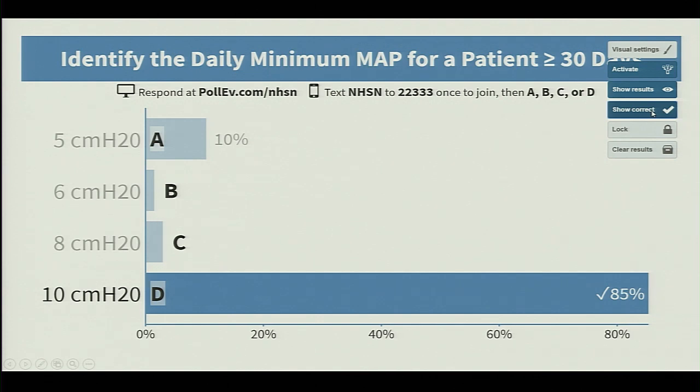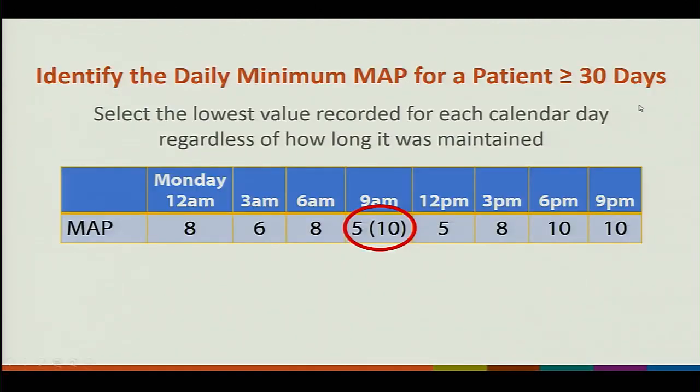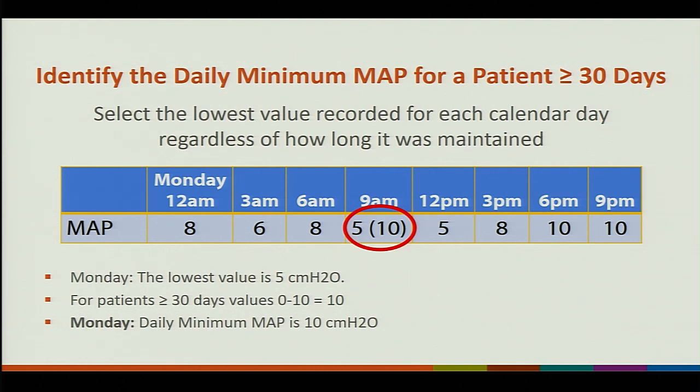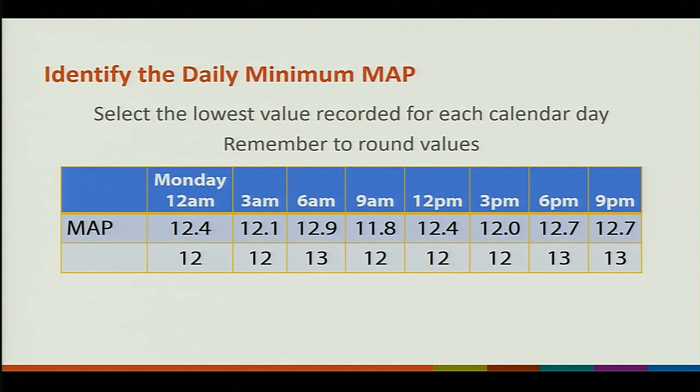Okay, and the answer is D. Again, remembering that you're going to interpret values between 0 and 10 as 10. So in this case, the daily minimum for Monday is 5. The lowest value is 5, but because the patient is greater than or equal to 30 days, the value would be 10.